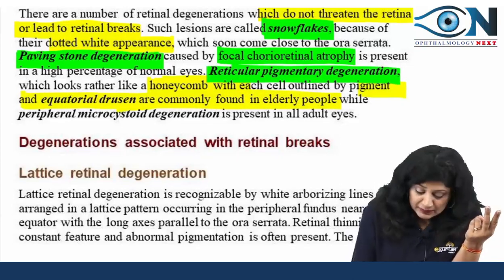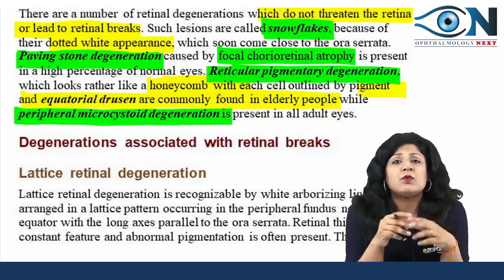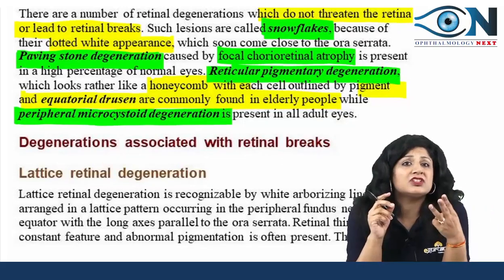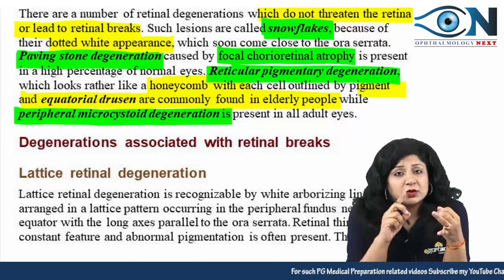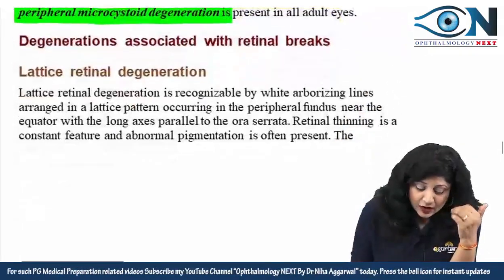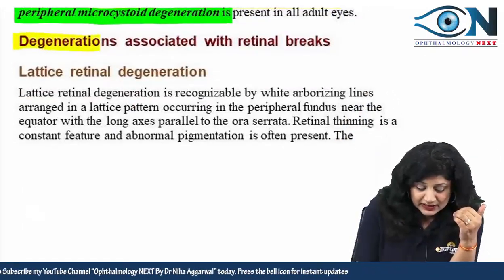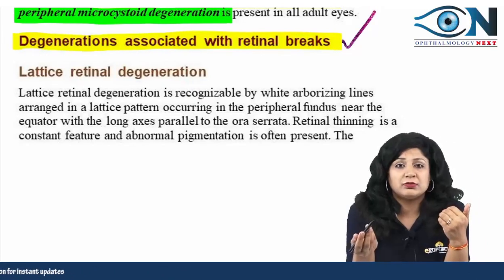Then another important thing that we can have is peripheral microcystoid degeneration. So basically you can remember that there are three benign degenerations: paving stone degeneration, reticular pigmentary degeneration, and peripheral microcystoid degeneration. Now coming to the malignant ones, in the sense that they are associated with retinal breaks, and basically we are more concerned about these.